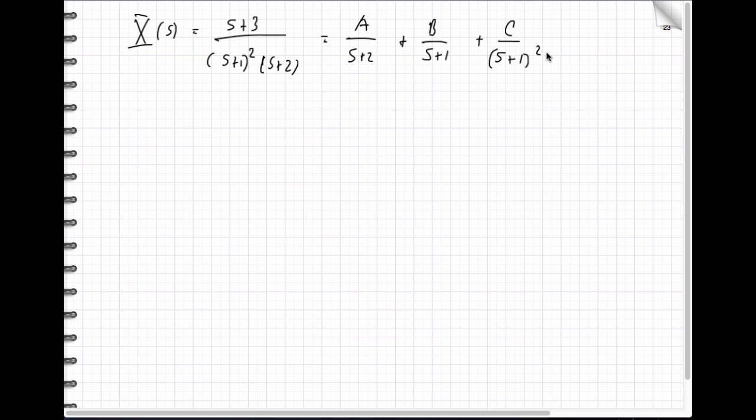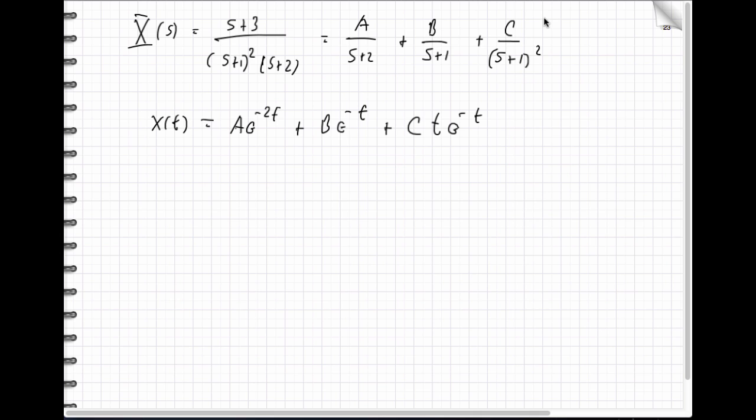Now, first of all, hopefully you can see that x of t is going to be A e to the minus 2t, B e to the minus t. That's obvious. And then hopefully you can see that C over s plus 1 squared is e to the minus t again, but multiplied by 1 t because of the repeated root. So t e to the minus t. So don't forget about that t. If you see a t, that's due to repeated roots.